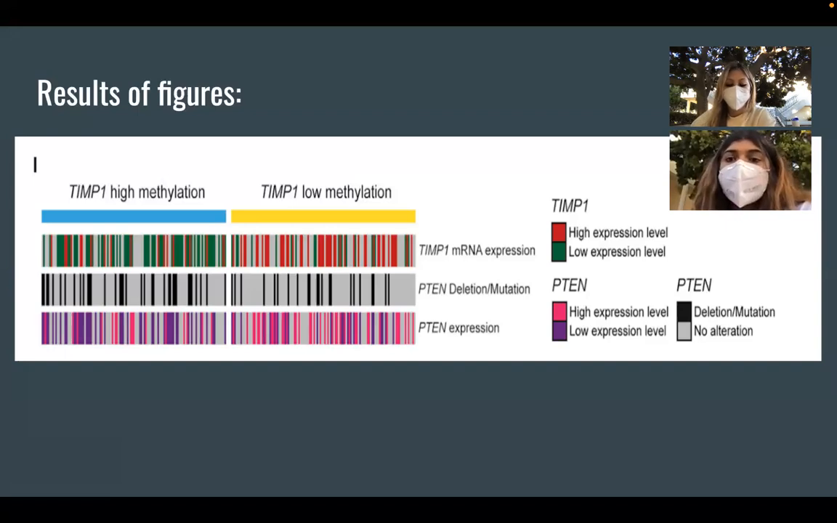And it is more prevalent and more shown in TIMP1 high methylation, as you can see on the blue side of the heat map bar. And you can see it also on the low methylation on the heat map.